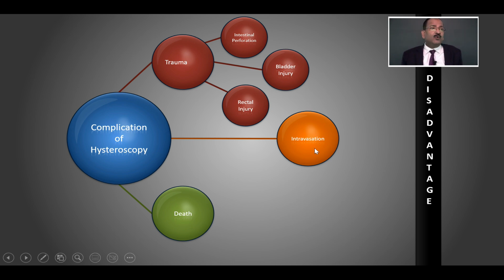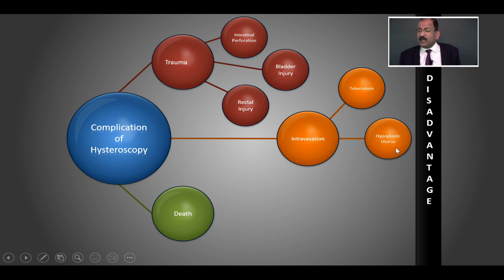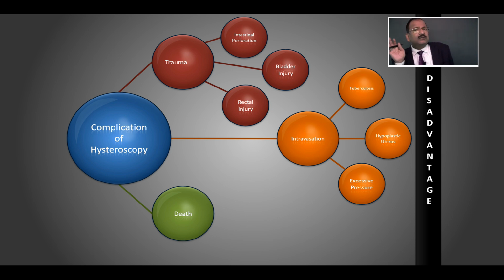Intravasation happens more if the patient has genital tuberculosis, hypoplastic uterus, and excessive pressure of installation. Suppose when we don't have a measuring device, many people don't have any measuring device.